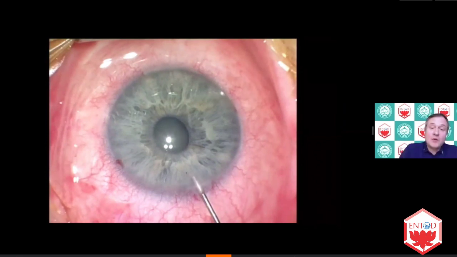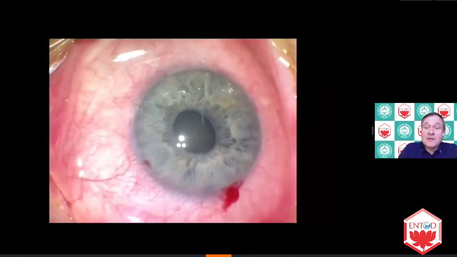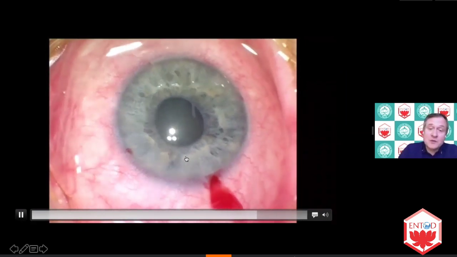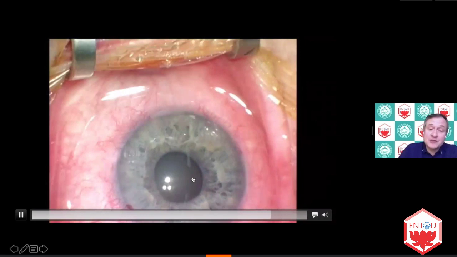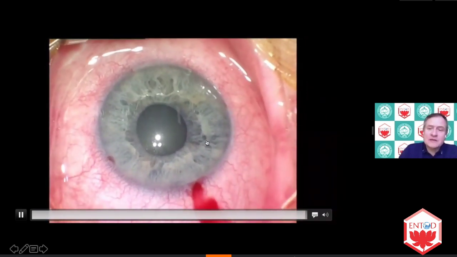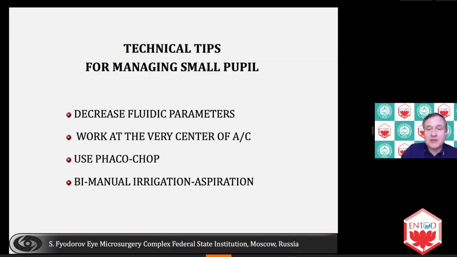However, we know that this is not a magic drug, and in that case, with pseudoexfoliation syndrome and cataract, you see that the pupil starts to open, but to a certain extent it stopped, and obviously we will need to do something more in that patient.